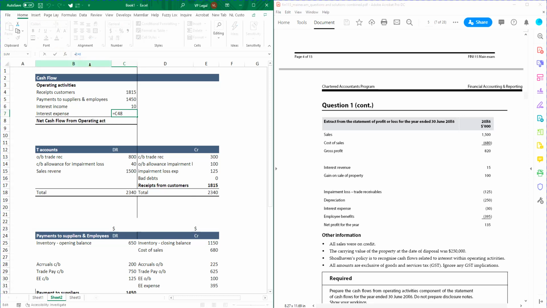Okay, let me just get the signage right. So payments going out are negative. And there we have it. Let's just sum this up, and that should be a full 6 marks question.